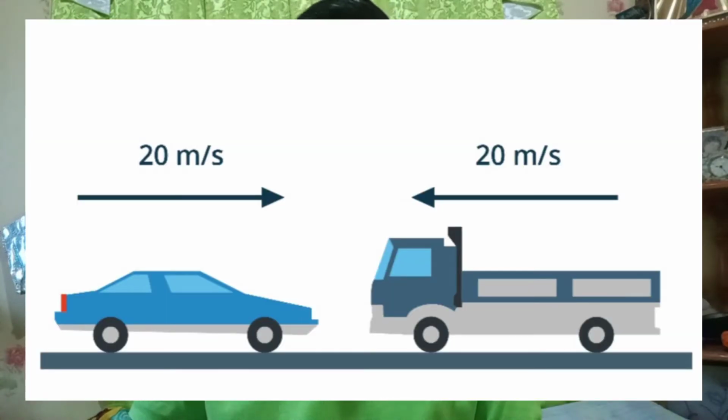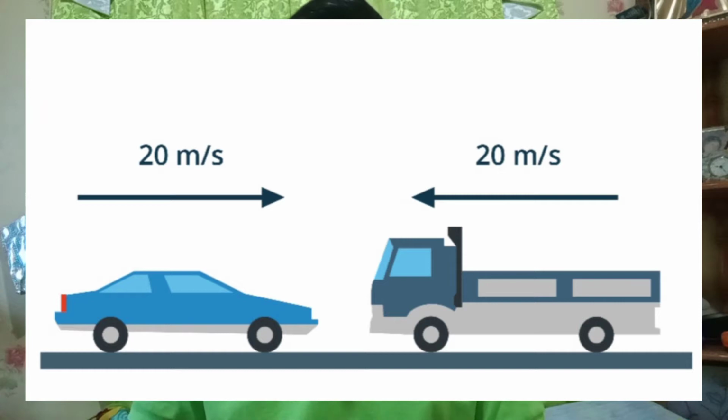For example, a car and a truck are about to collide with one another. Both the car and the truck have a velocity of 20 meters per second. So, which has a higher momentum? The car or the truck? The answer is the truck.